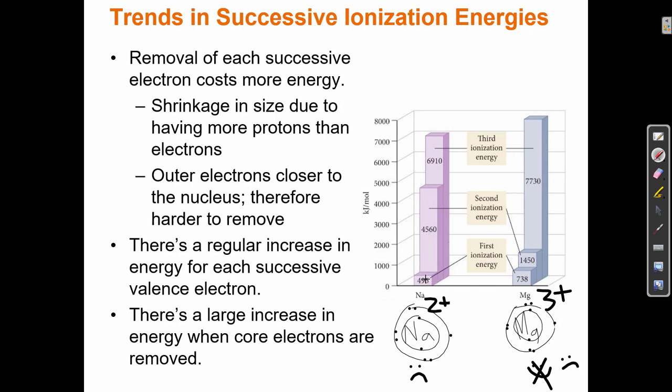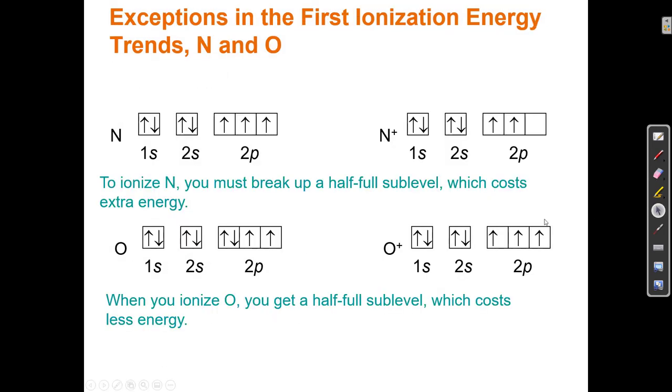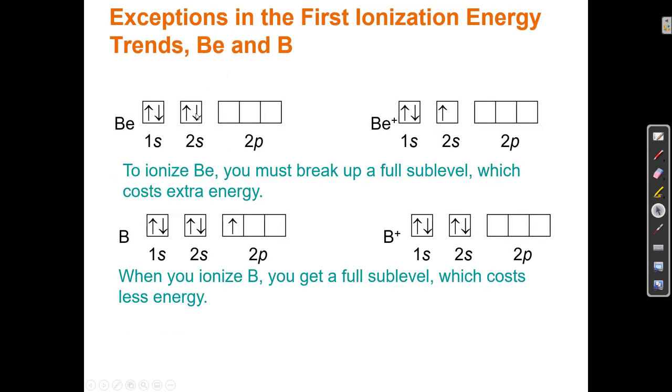So it's easy to create an ion that has a full shell of electrons underneath. It's hard to create an ion where I'm breaking up that full shell. And really, when you think about it, that's exactly what we just said about this situation. It's hard to break up this full shell. It's easy to break up this one where I'm left with a full shell.